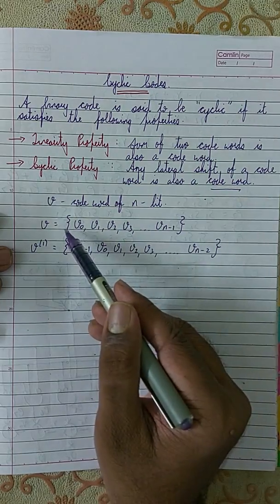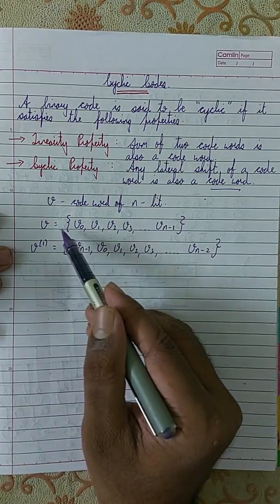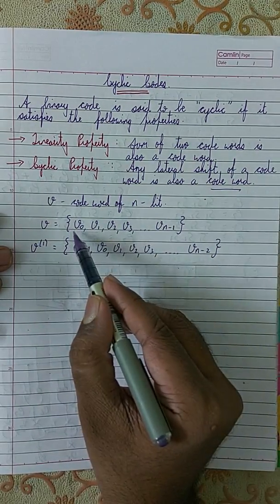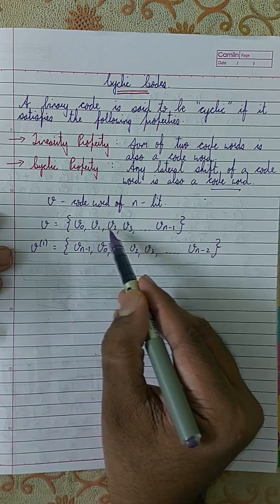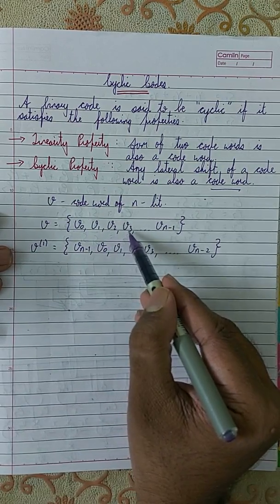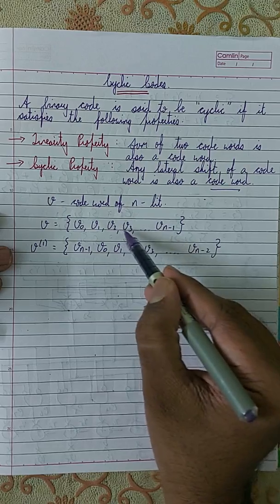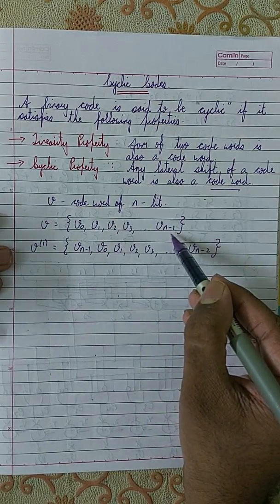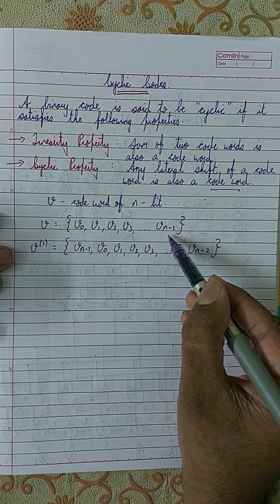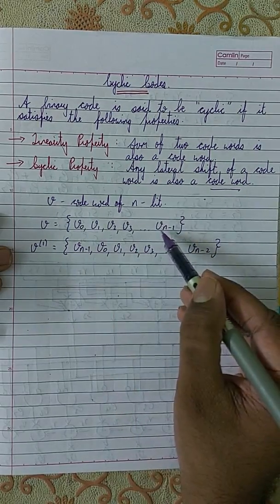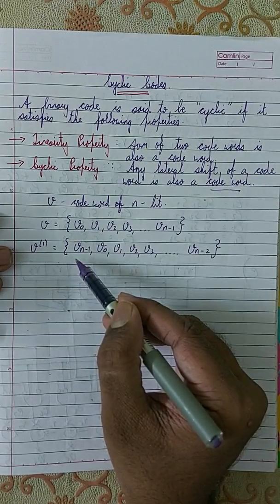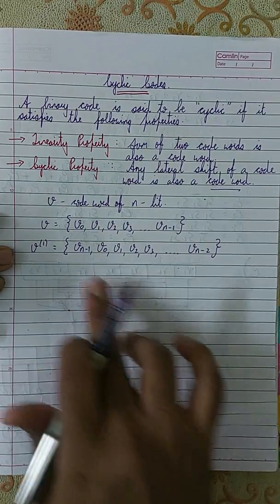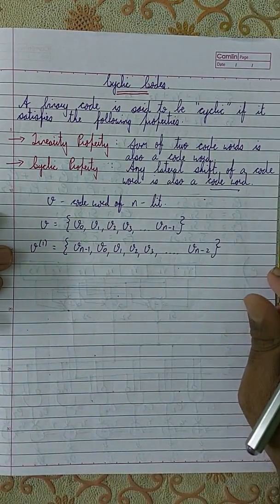If you shift this code word to the right, every bit moves to the right. V0 will come over here, V1 will be shifted over here, V2 will be shifted over here, V3 will be shifted over here. Like that, every bit is shifted towards the right, and the rightmost bit goes to the leftmost side and becomes the first bit. This is what you call the cyclic shift.